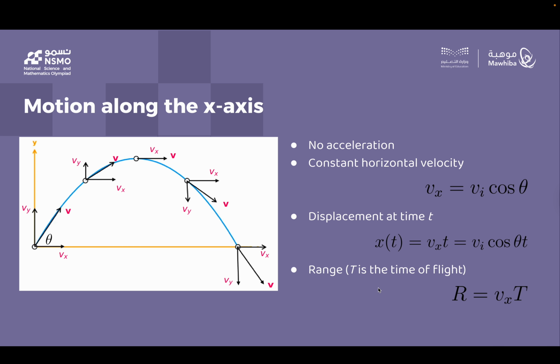Finally, the range is r equals Vx times T, where this capital T here is the total time of the flight. The range r simply means what displacement the object will have along the horizontal direction when it lands. So how far away does the projectile land along the x-axis?